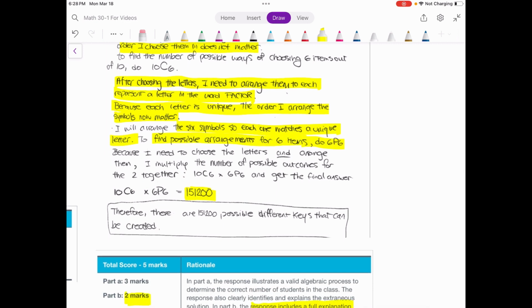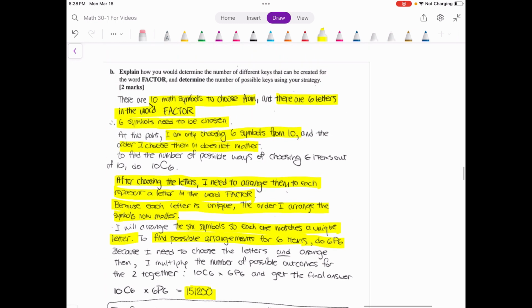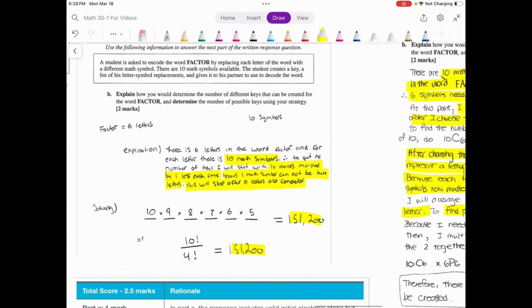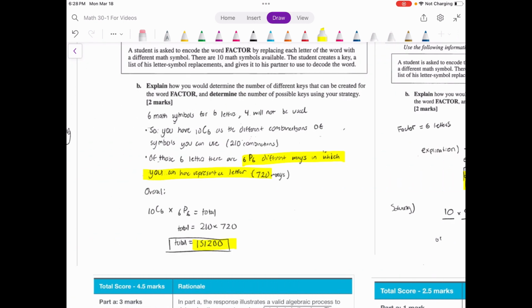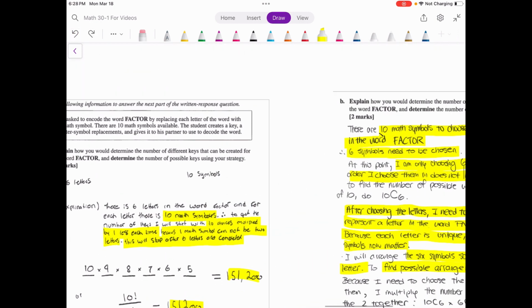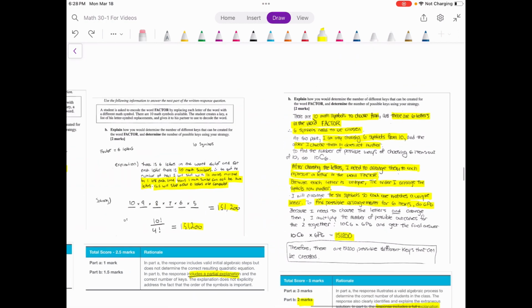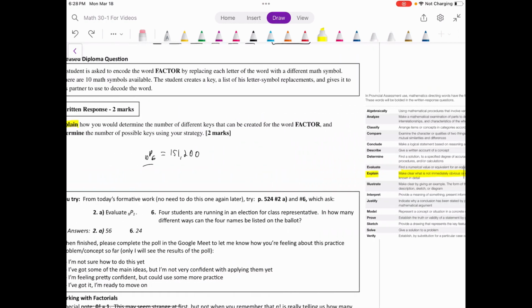Okay, because we need to choose and arrange, we multiply, yada, yada. But see what I mean? They're not doing any different math than these people. They're just explaining themselves, right? They did exactly what this student did mathematically, but they explained why they did what they did. Okay, so that key word there, explain, is very important.